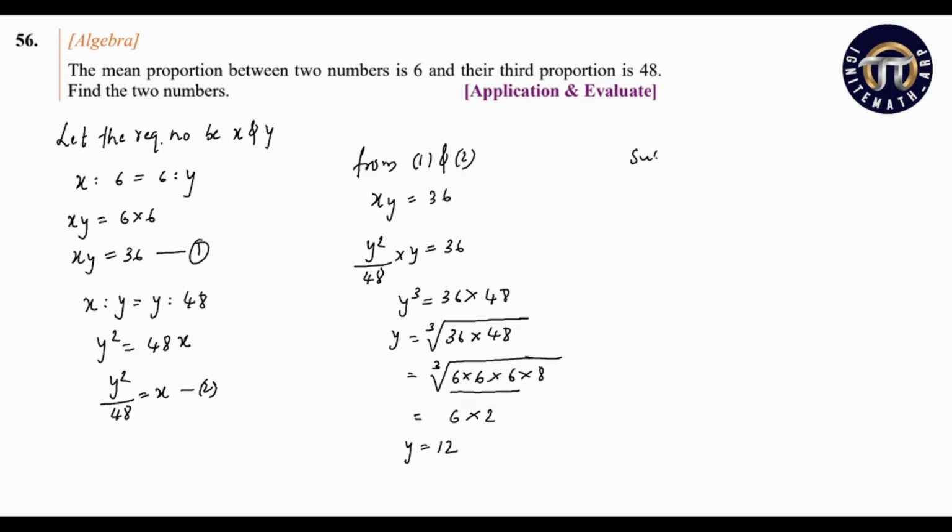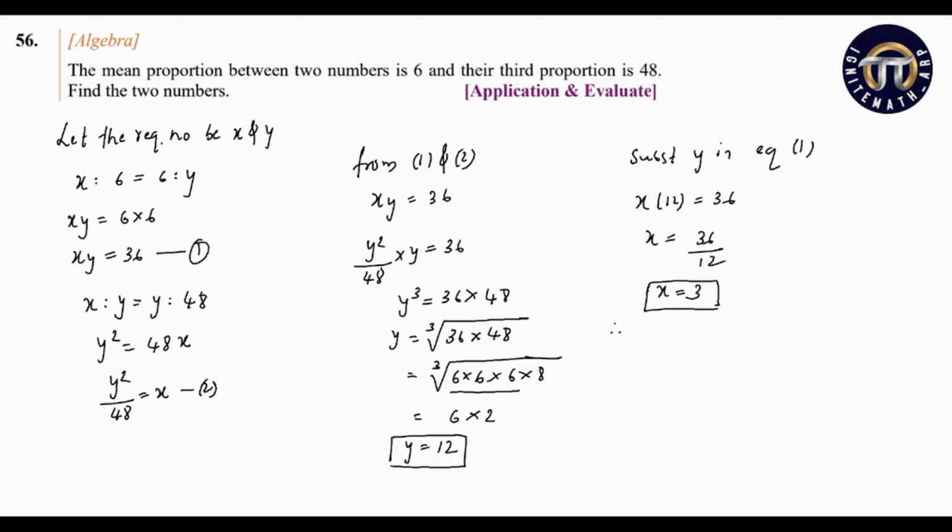So I get y is equal to 12. Now substitute y in any one of the equations, say equation 1. So x into 12 is equal to 36, so x is equal to 36 divided by 12, so x is equal to 3. Therefore I get the two numbers as 3 and 12. The required numbers are 3 and 12.